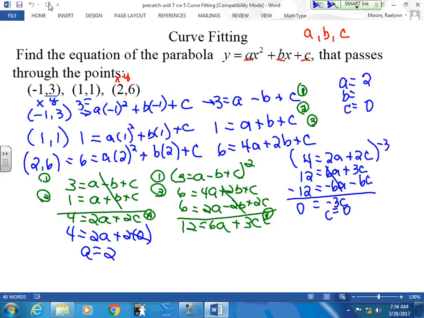Now go back to one of your original 3 and plug it in. Which one would you like to use? 2? 2 works for me too. It doesn't matter which one you use. When you use one, you can always check it in the other, but this one's even nicer to check because you're going to plug it in your calculator. So we've got 2 plus B plus 0. So B is negative 1.